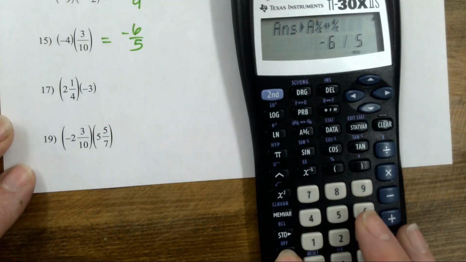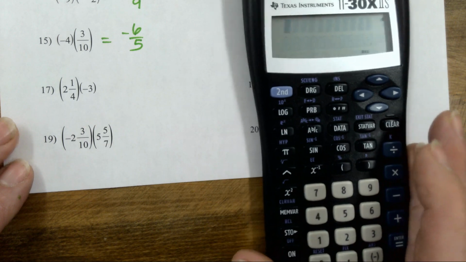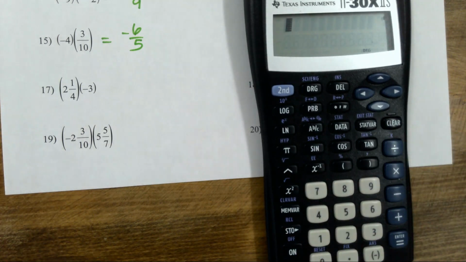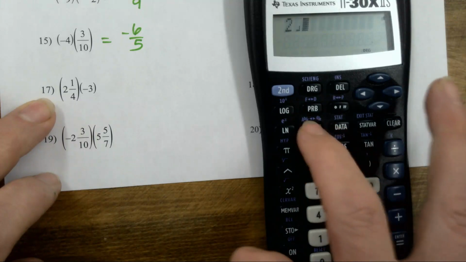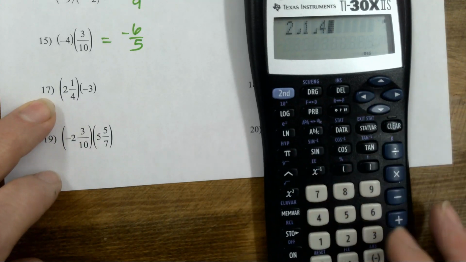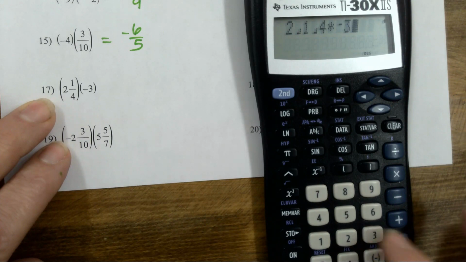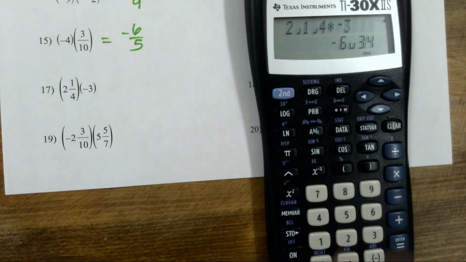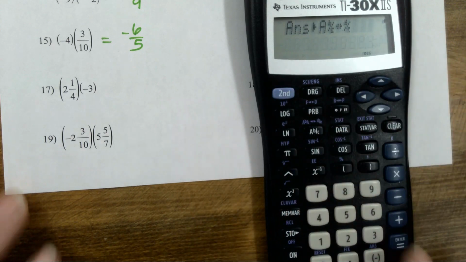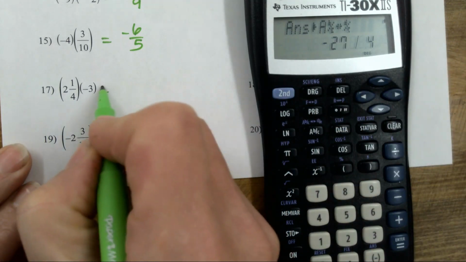Working through number 17 and 19, those are the last that we're going to do together, and then like I said, I'm going to let you go on your own. So 2 fraction 1 fraction 4 times negative 3. It shows up mixed. I want it to be improper. I do that quick move on my calculator. And negative 27/4. Nice.